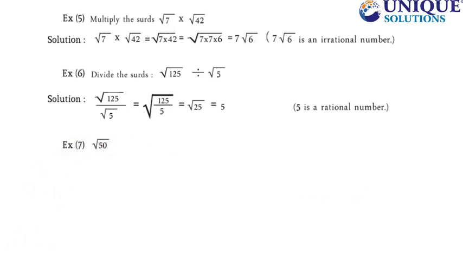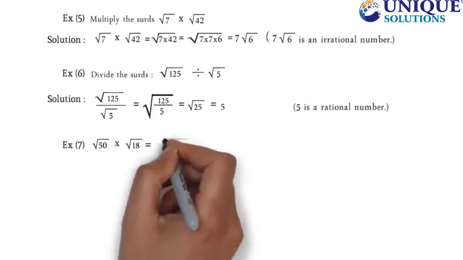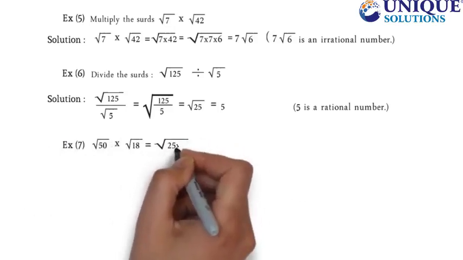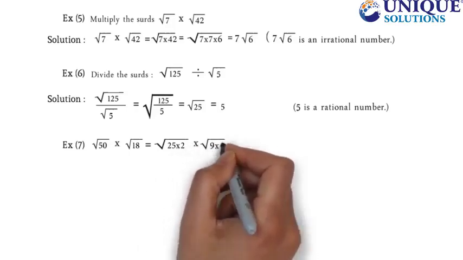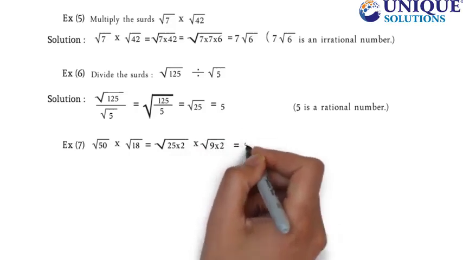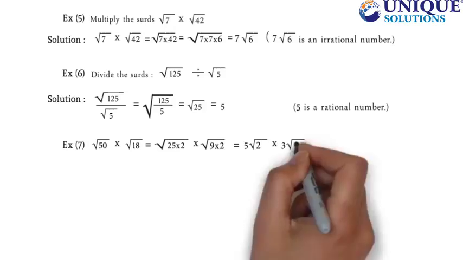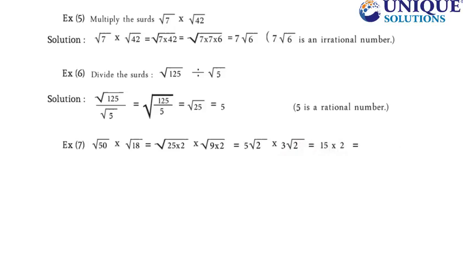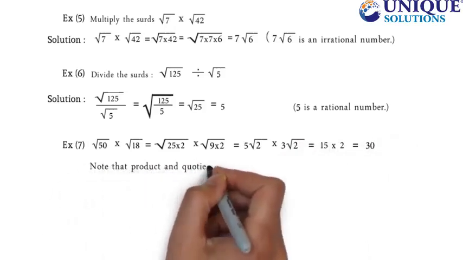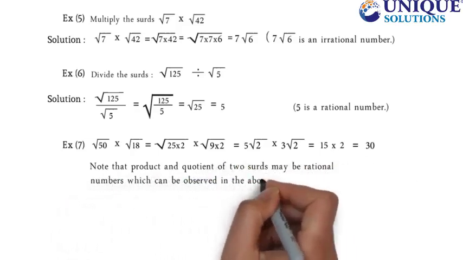Example 7. Square root of 50 multiplied by square root of 18 is equal to square root of 25 multiplied by 2 multiplied by square root of 9 multiplied by 2, which is equal to 5 square root of 2 multiplied by 3 square root of 2, which is equal to 15 multiplied by 2, which is equal to 30. Note that the product and quotient of two surds may be rational numbers, which can be observed in the above example 6 and example 7.